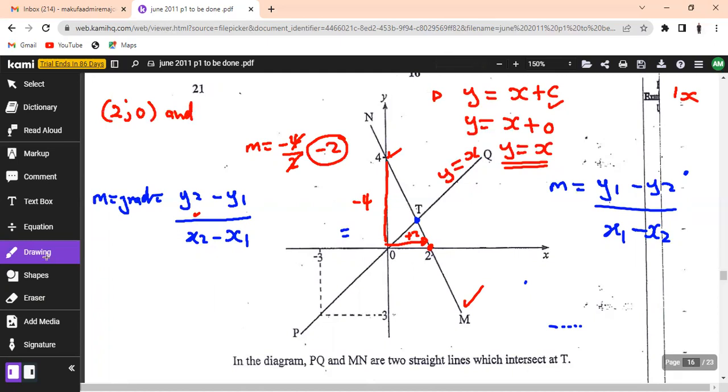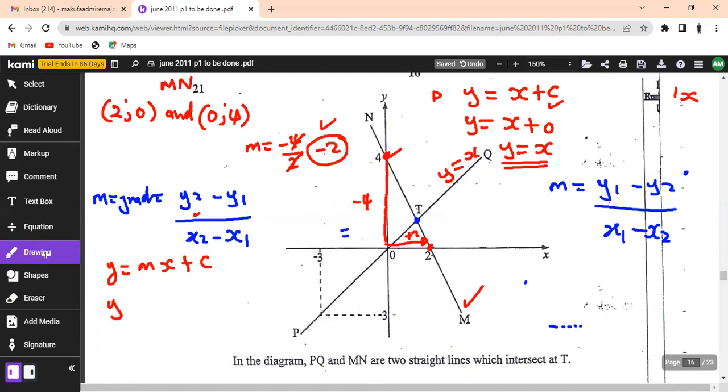And another point, we are referring to line MN. The other point is this one at the y-intercept, which is 0, 4. So using this, you're going to obtain the same gradient, increase in y over increase in x, which is minus 2. So the gradient is minus 2. Therefore, the equation, remember our equation is in the form of y is equal to mx plus c.